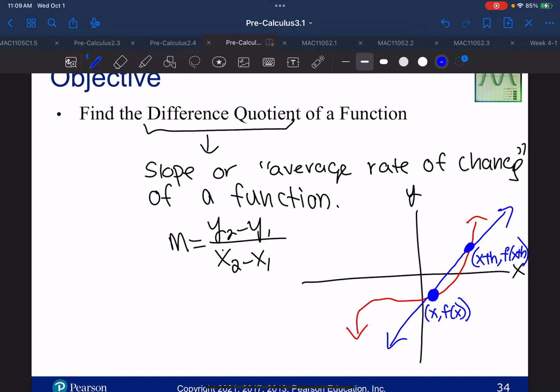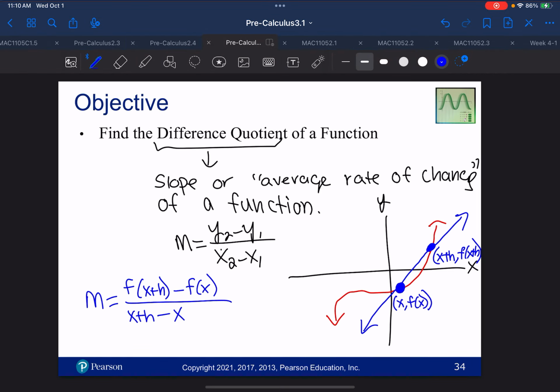Okay, and then we can use these two points to find the slope, or the average rate of change. So y2, we could let be f of x plus h, and then minus f of x. And then our x2 would be x plus h minus x1, which would just be x.